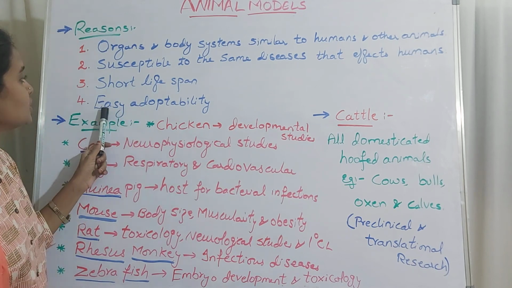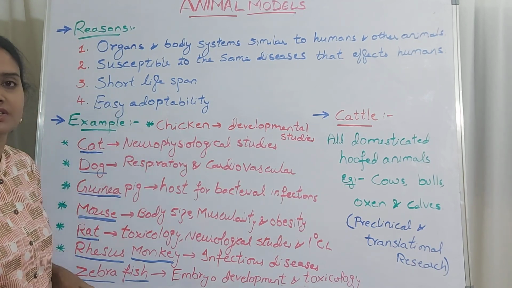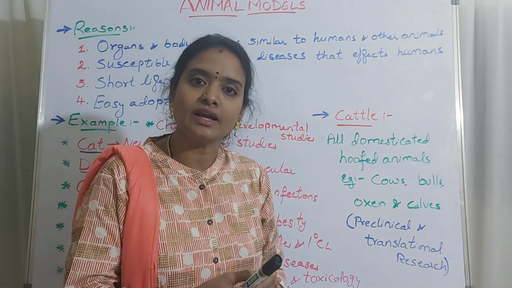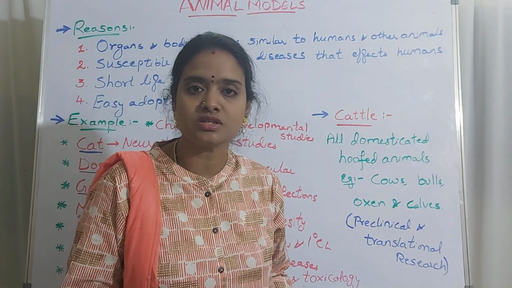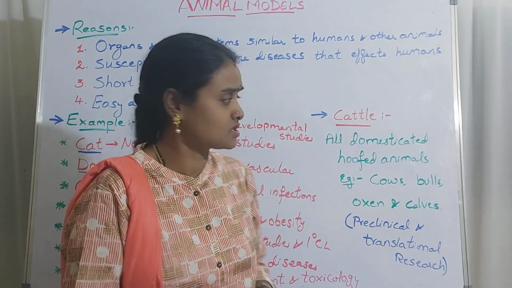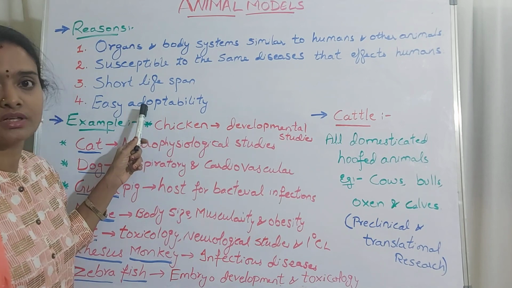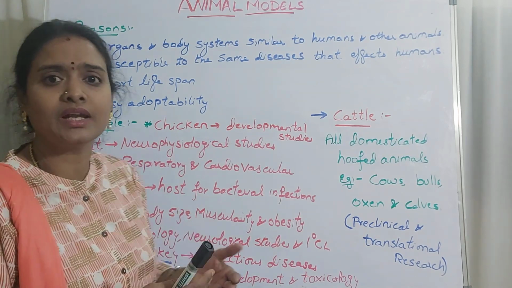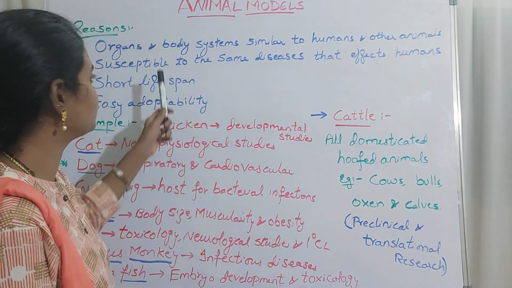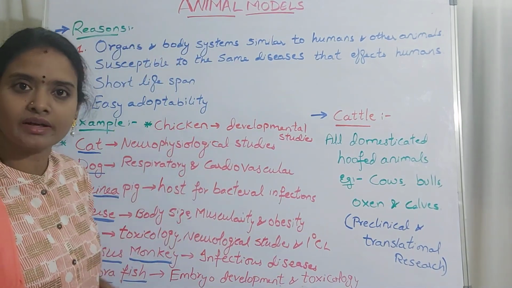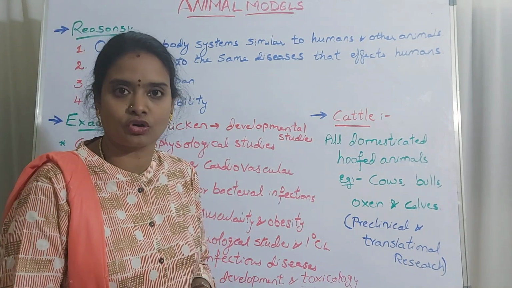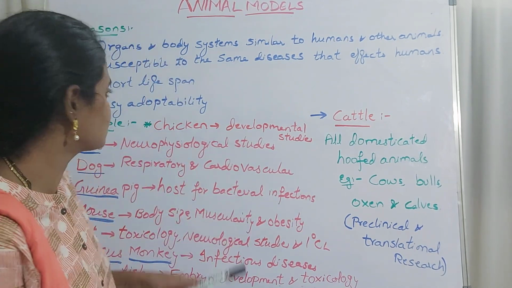Then the fourth reason is easy adaptability. That means when you get the model animal, it should get adjusted to the laboratory conditions and other chemical or research conditions. So it should adapt to it. It is not that it is susceptible and it will die, right? So you have to choose a model animal that can tolerate the new environment and get adjusted to the new environment or climatic conditions.